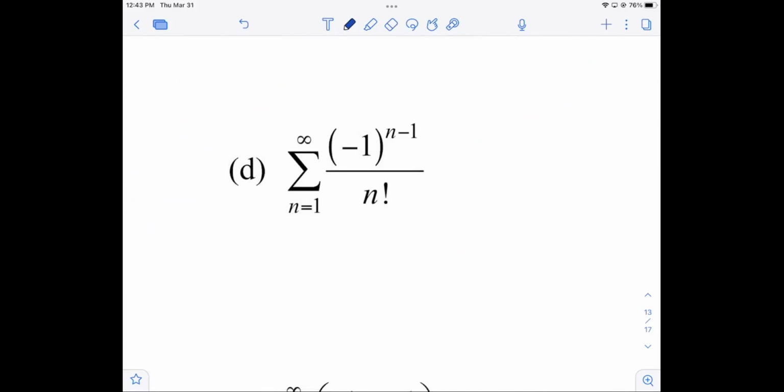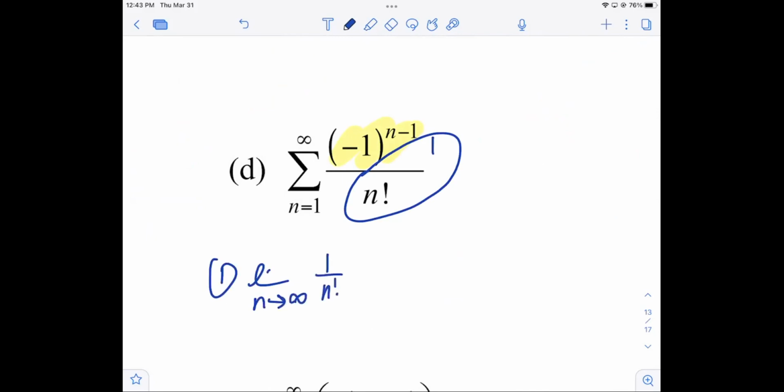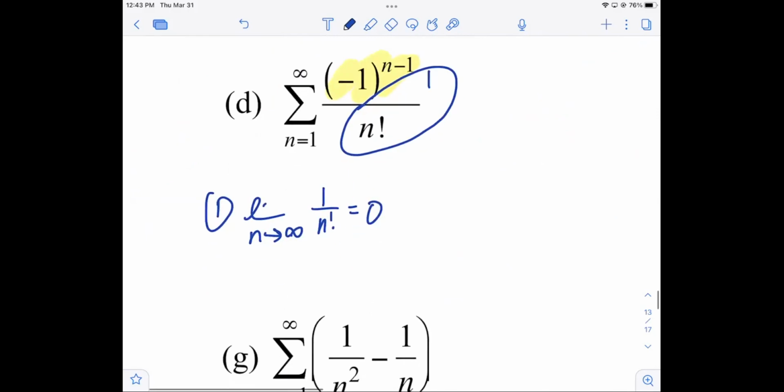Let's look at letter D. -1 to the n minus 1. Do you see an alternator? I sure do. So what's left when we get rid of the alternator? 1 over n factorial. Number 1. What's the limit as n goes to infinity of 1 over n factorial? Oh, that's big time 0, right? Number 2. Is 1 over n factorial decreasing? Yes, it's going to decrease for all n greater than or equal to 1.